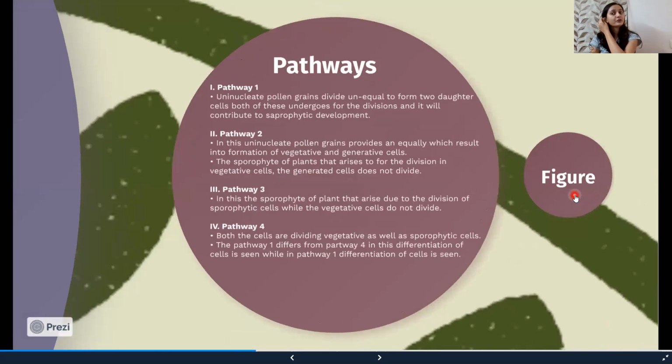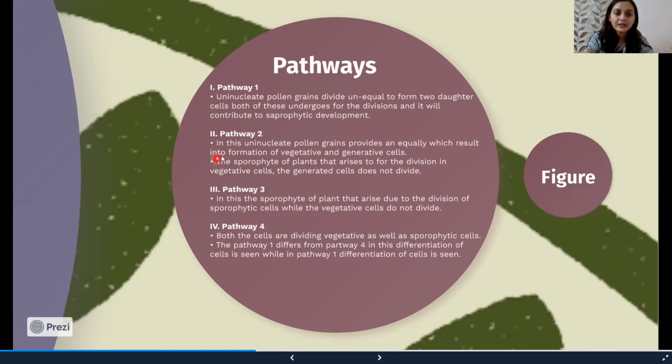Now, the pathway for the formation of the embryo or plantlets can be of 4 different types. So the first is the uninucleate pollen grain divides into unequal daughter cells. So 2 unequal daughter cells are formed. Both of these undergo division and contribute to sporophytic development. In pathway 1, unequal division of the cell is seen.